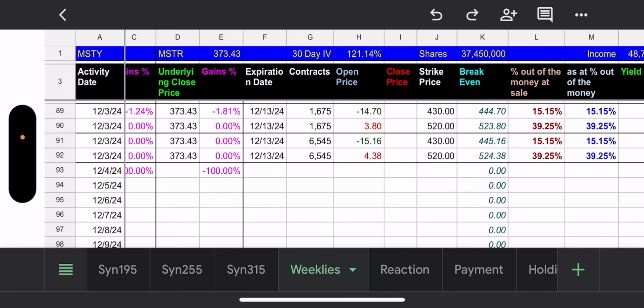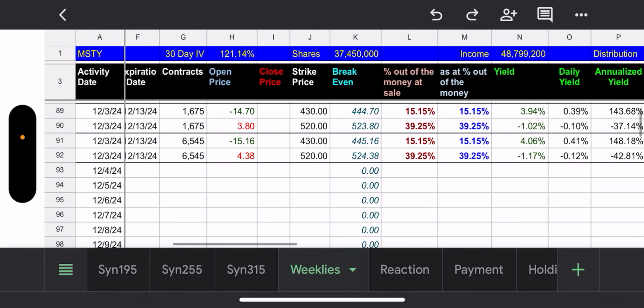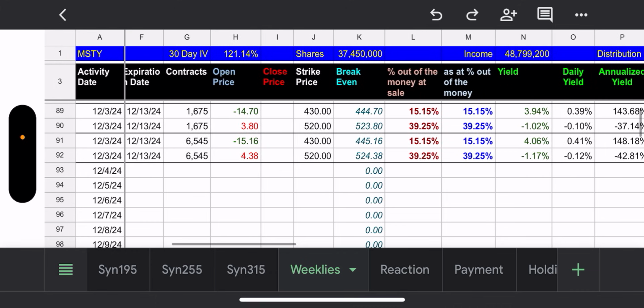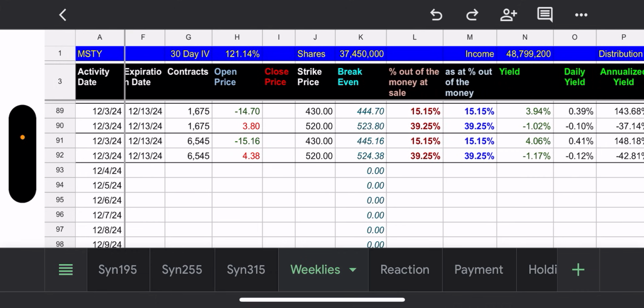Here, so be it. 1,675 contracts. They chose a 430 strike price, 15.15% out of the money. They bought a call for 520. That's 39% out of the money. 6,545 contracts, 430 strike price. Same thing, 15% out of the money. And they bought a call, same thing, 520.